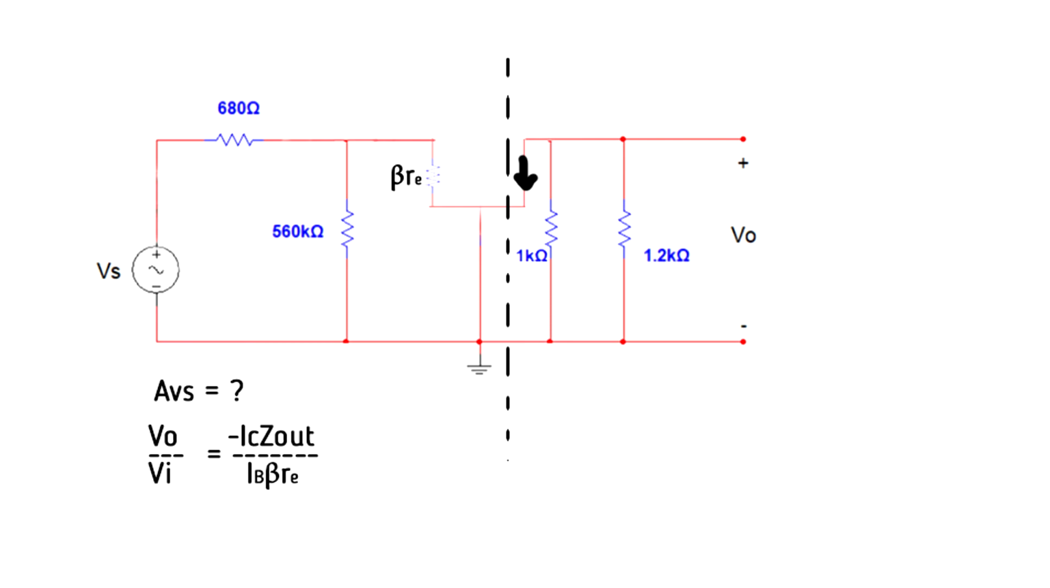Now let's divide VO and VI together. VO over VI is equal to negative IC Z out over IB beta RE. IB times beta is equal to IC. So let's simplify it so we can cancel both ICs. We are now left with negative Z out over RE. This is actually the formula for the voltage gain, but not in terms of the source. Plug in the values, and we get VO over VI equals negative 27.348.